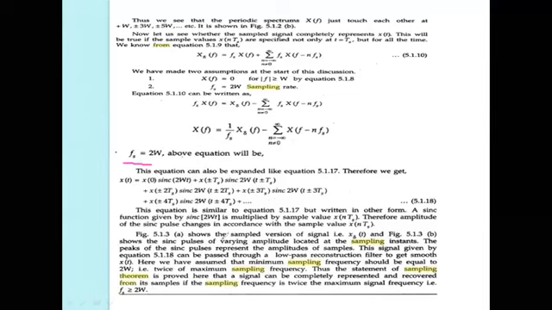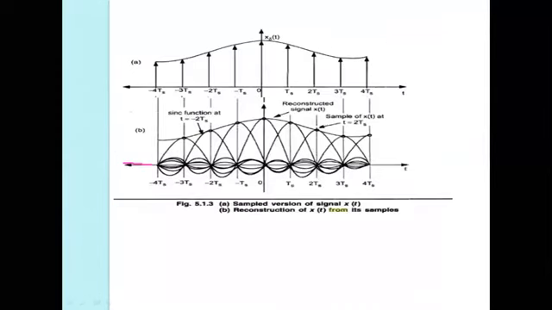See, the figure whatever you are showing here in the below is actually a reconstruction function.